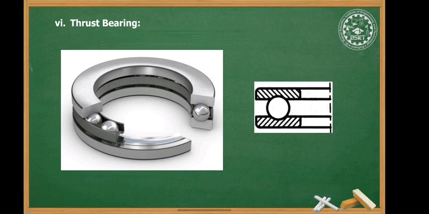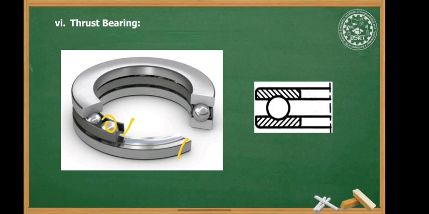Next is thrust bearing. A thrust ball bearing consists of a row of balls running between two rings, the shaft ring and the housing ring. So here you can see, the inside ring is the shaft ring and this is the housing ring, and in between these two rings these balls are placed.